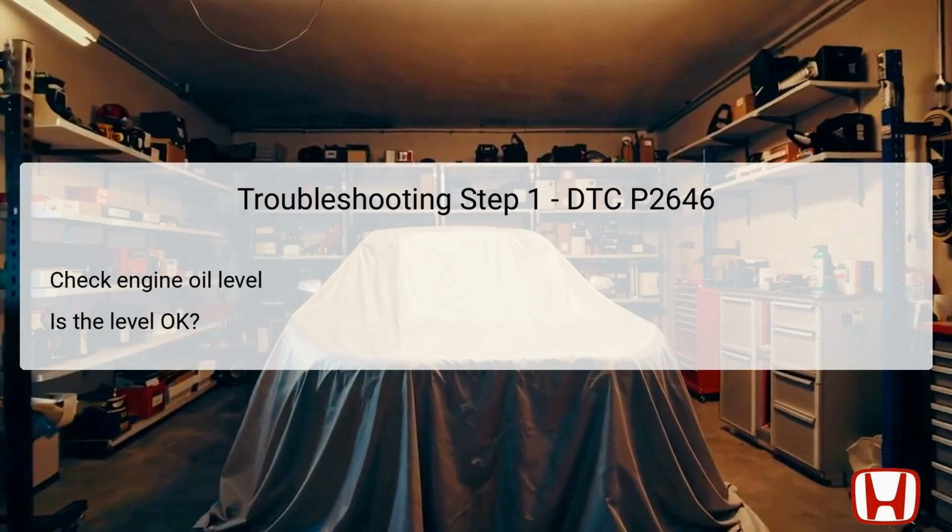The first step in troubleshooting DTC P2646 is to check the engine oil level. This is crucial because low oil levels can directly impact oil pressure and may lead to the low voltage signal in the rocker arm oil pressure switch circuit. To perform this check, locate the engine oil dipstick, remove it, and wipe it clean before reinserting it into the tube. After a proper check, if the oil level is seen to be low, it needs to be topped off to the appropriate level with the recommended oil type for this vehicle model.